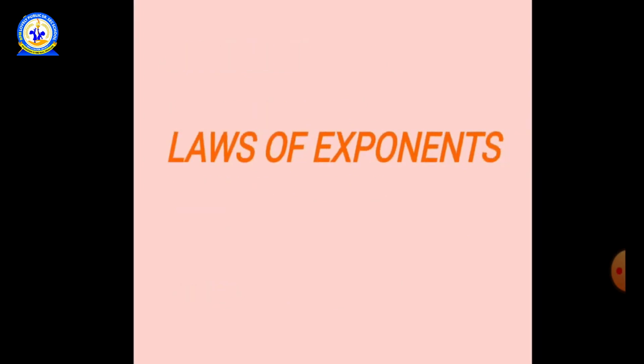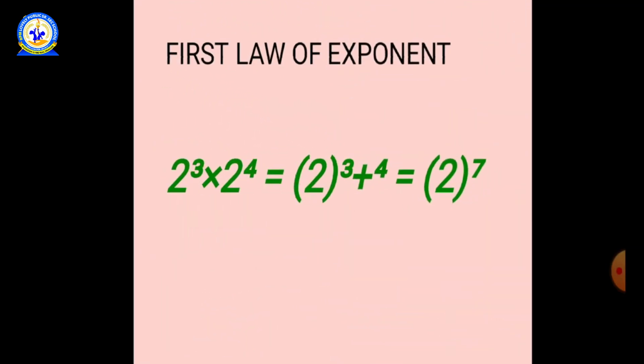Now we will learn and understand laws of exponent with integral powers. The first law of exponent is a raised to the power m multiplied by a raised to the power n, that is equals to a raised to the power m plus n. In this case, when bases are same in multiplication, when bases are same, powers will be added.